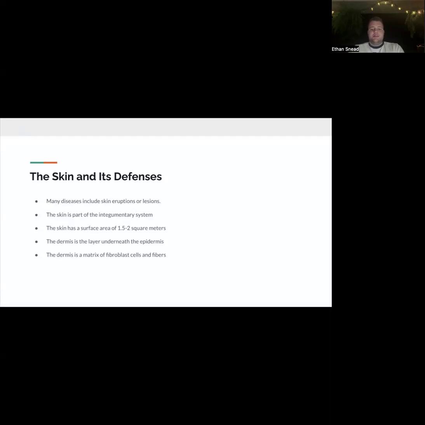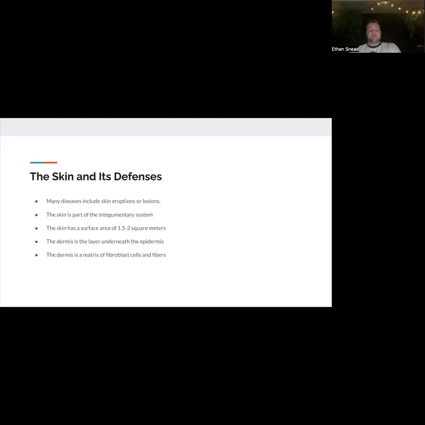Now, many different infections can happen on the skin, and these include eruptions or lesions as part of their course of illness, and they're often a major symptom, even though they are not primarily skin infectious diseases. The skin is part of the integumentary system, and this includes, as I said, the skin, the hair, the nails, sweat glands, and the oil glands of our body.